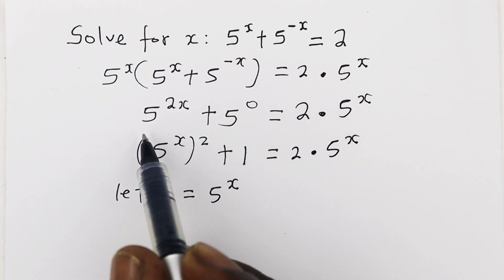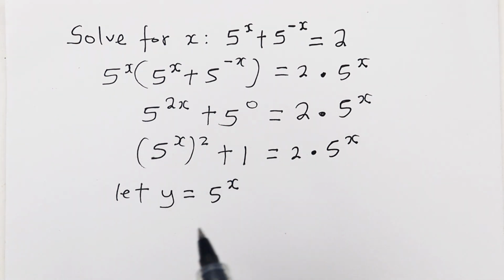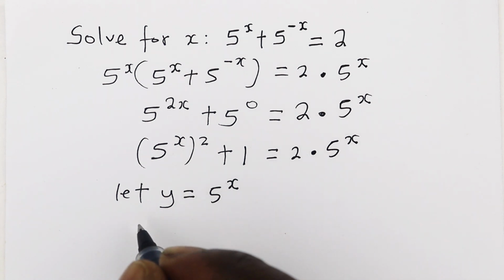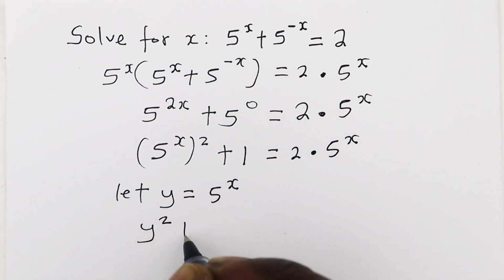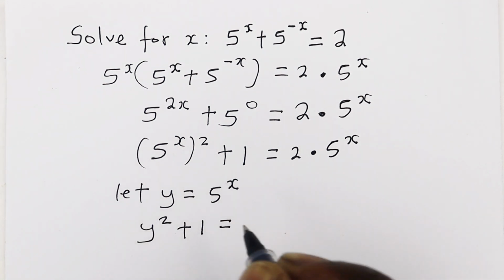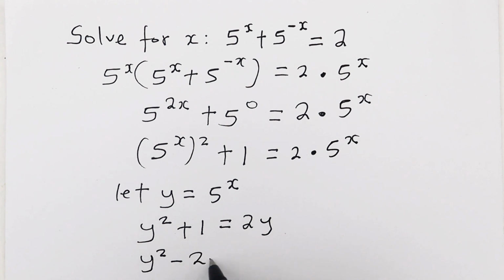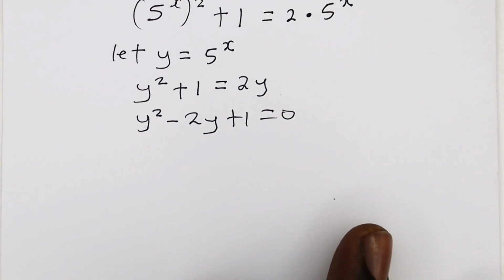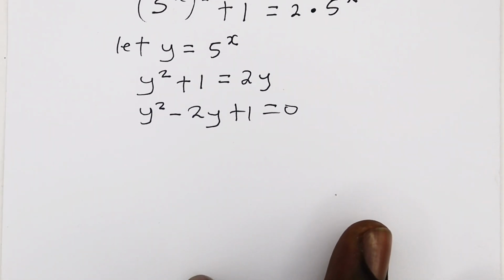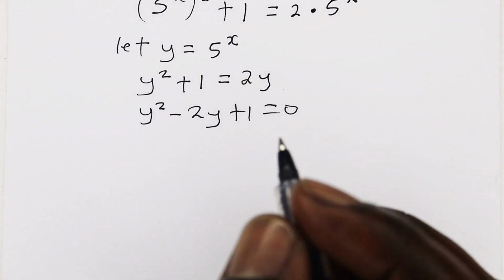So then we just rewrite this equation using this new term. So we have y^2 + 1 = 2y, which you can write as y^2 - 2y + 1 = 0. So this is a quadratic equation which we can solve using any of the methods that we know. So let us use factorization method.